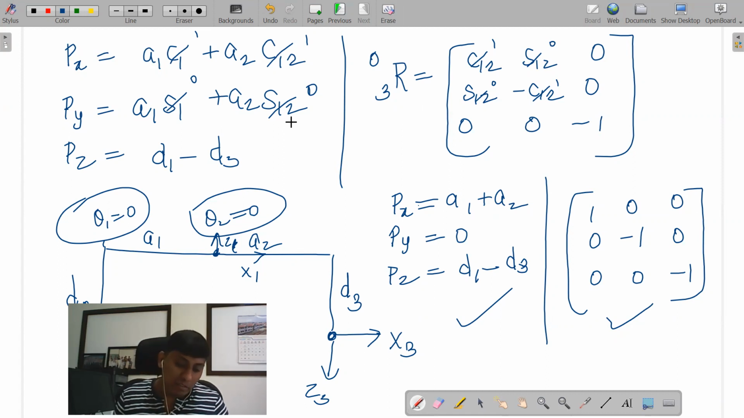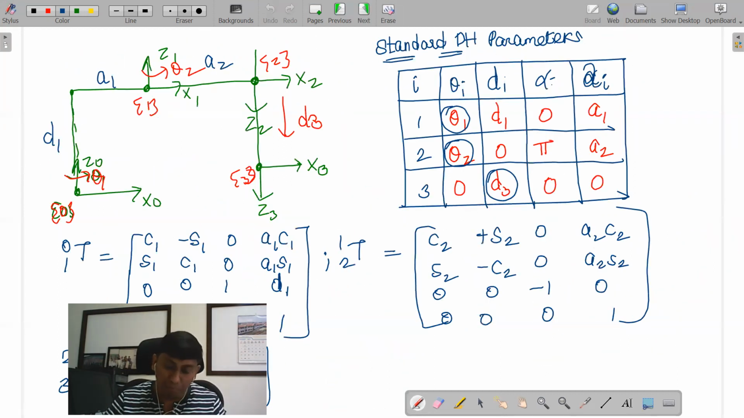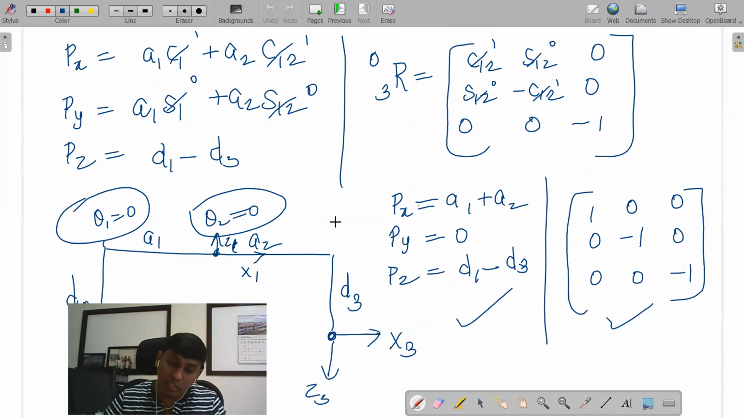And if D3 is going up, in the sense of the negative direction, you can see that would be D1 plus D3. Yes, that is also matching. So then the solution is valid and it is good. But what we did was as per the standard form. Now I will take the non-standard form.